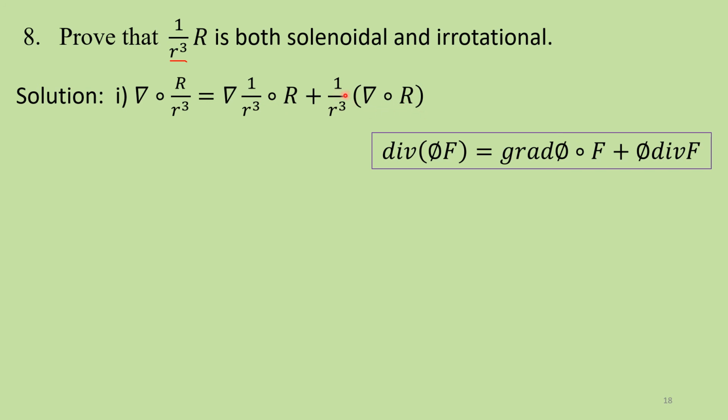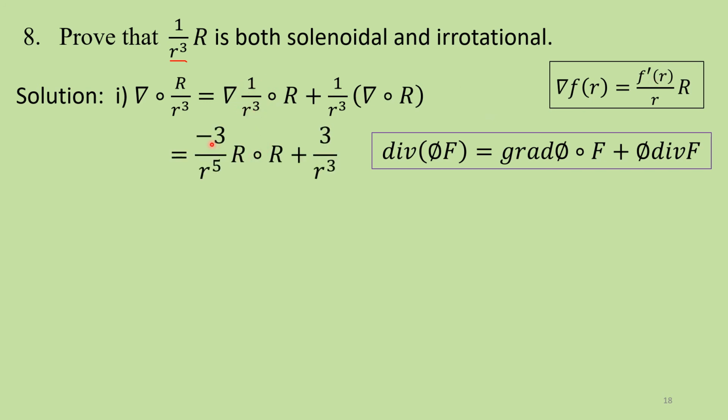Divergence of r is 3, and the gradient of 1/r^3, you can use the same result: grad f(r) is f'(r) times r vector by r. f'(r) is the derivative of 1/r^3, differentiate that, so that is minus 3/r^4. So we get minus 3/r^5 times r dot r. r dot r is r^2, and r^2/r^5 means minus 3/r^3 plus 3/r^3. As expected, the answer is 0.